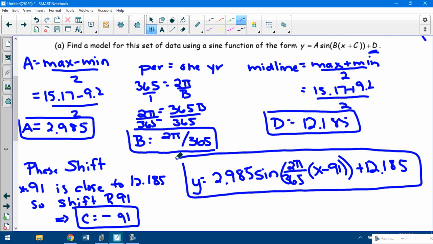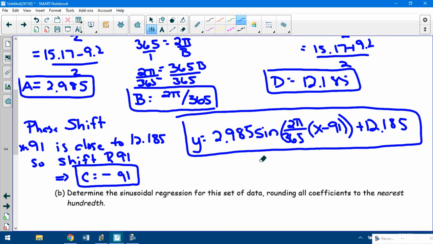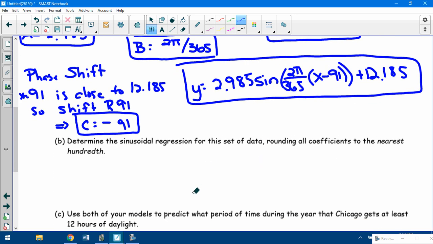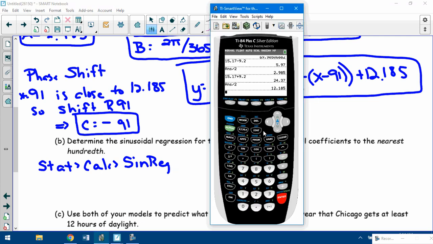Okay, so there's your equation like we did yesterday, adding the phase shift in because they asked specifically for sine instead of a negative cosine. When it says determine the sinusoidal regression, that's when I do stat, calc, sine regression. All right, so first I've got to go to stat, edit, and clear out everything we had from before.